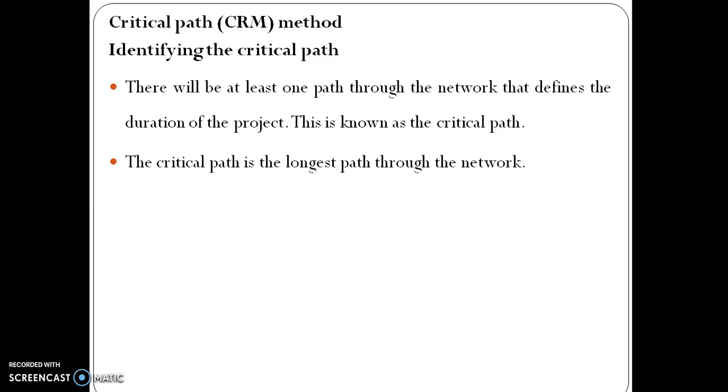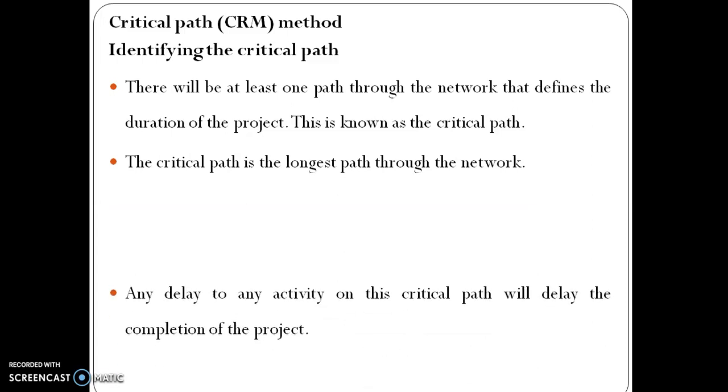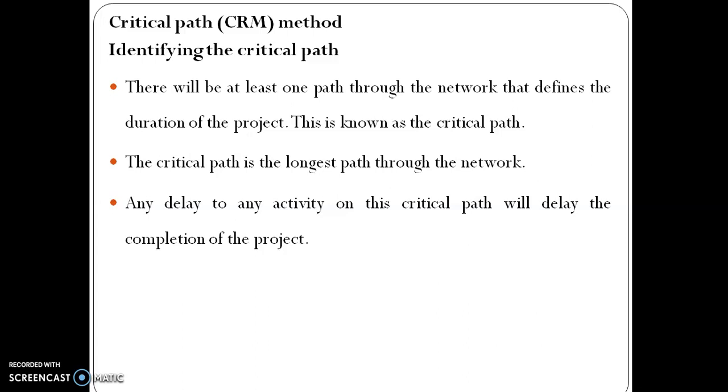The critical path is the longest path through the network. Any delay to any activity on this critical path will delay the completion of the project.